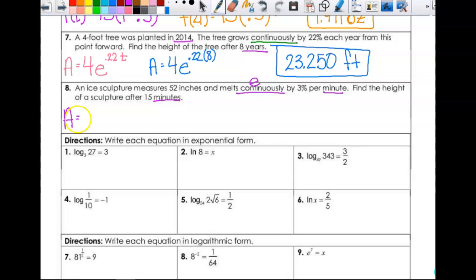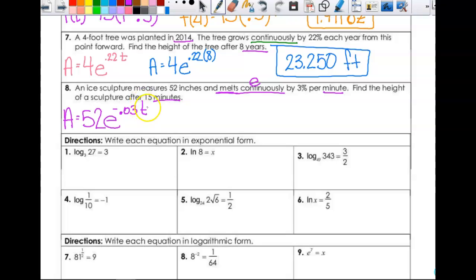So it's my PERT formula. My initial amount, it's 52 inches high, right? Times e, my percent is 3%. What does that look like as a decimal? 0.03. Okay, 0.03. So I'm just going to put 0.03 because it's too many zeros for me. Negative, though, very good, because it is melting, which means it's decreasing. So that's how you make it decreasing with your PERT formula. Okay, that decimal is negative times t.